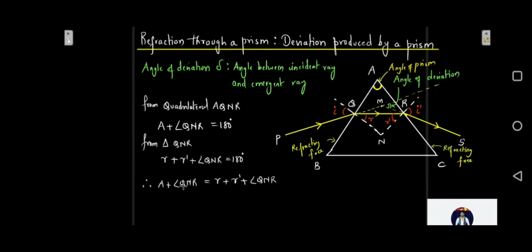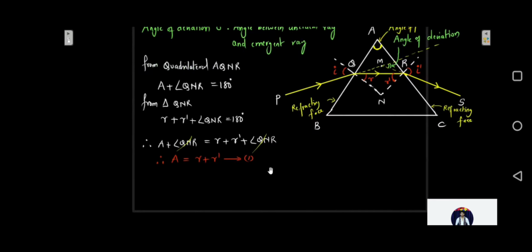So what is going to happen over here? QNR and QNR are going to cancel out and you are going to get the first statement, that is A is equal to r plus r dash. This is what you are going to see from here. Therefore, the angle of prism is equal to the sum of the angle of refraction at the first face and the angle of incidence at the second face. This is what you get. So let us name this as 1 because we are going to use this later.